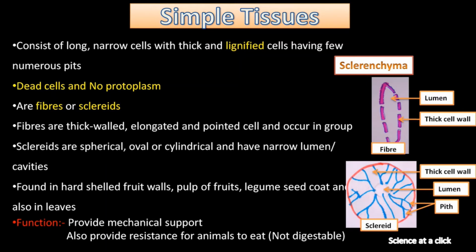So those sclereids are present in the shells of the coconuts. We can see those fibers. So this is something which makes the animal resistant to eating the shell of the coconut.